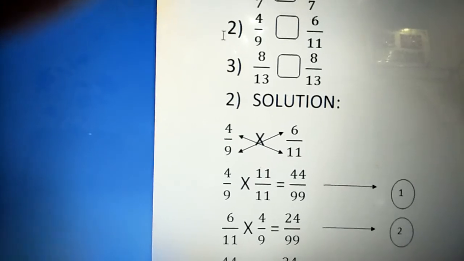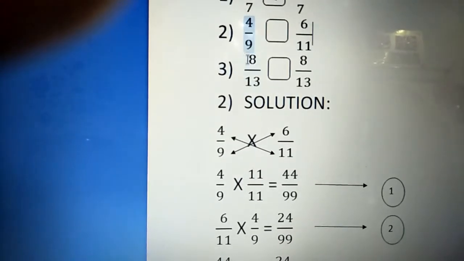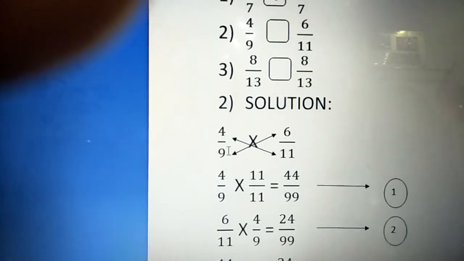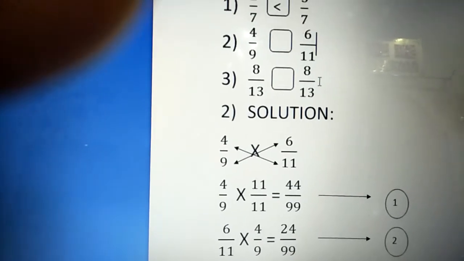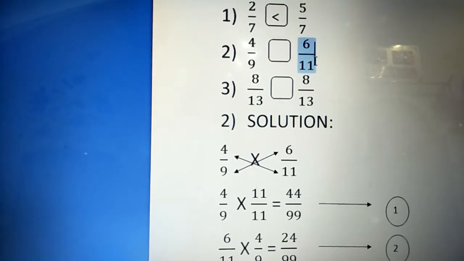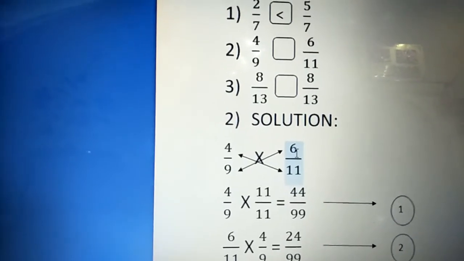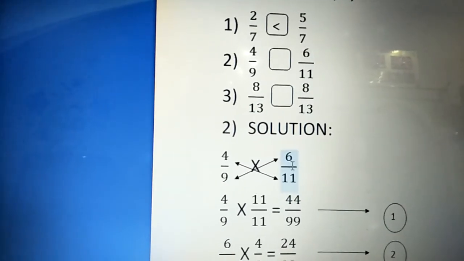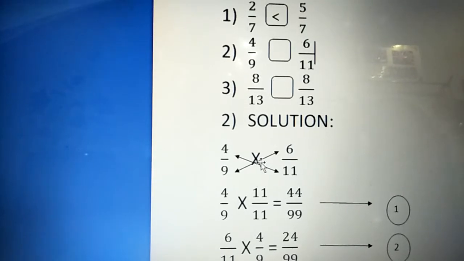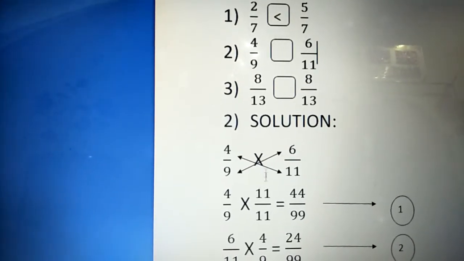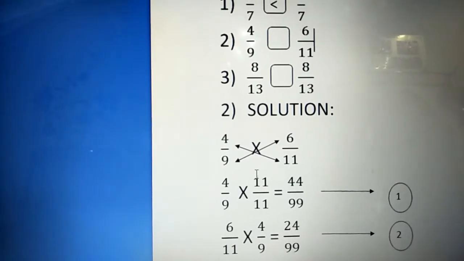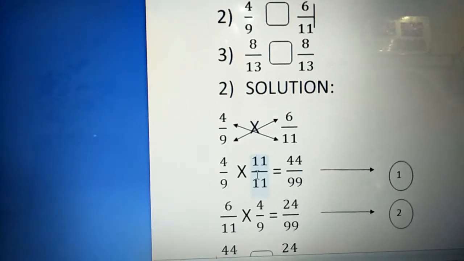Here I am given the problem 4 divided by 9. The fraction 4 divided by 9 I take. We compare it to 6 divided by 11, children. So I take that also, 6 divided by 11. I take cross multiplication. Cross multiplication.